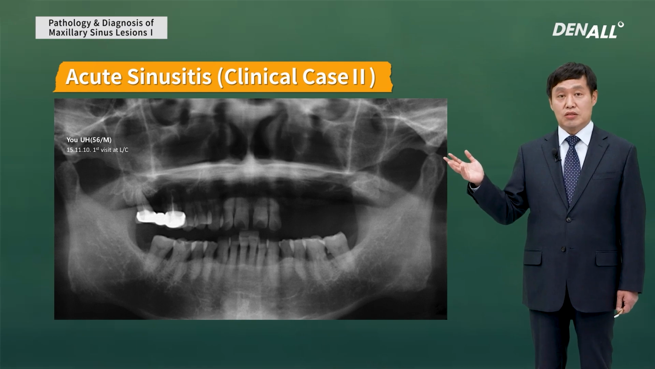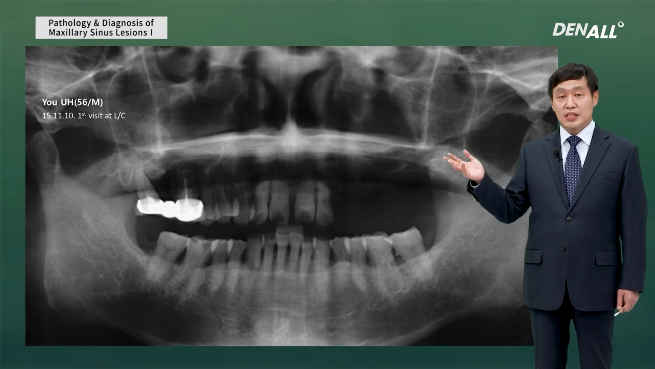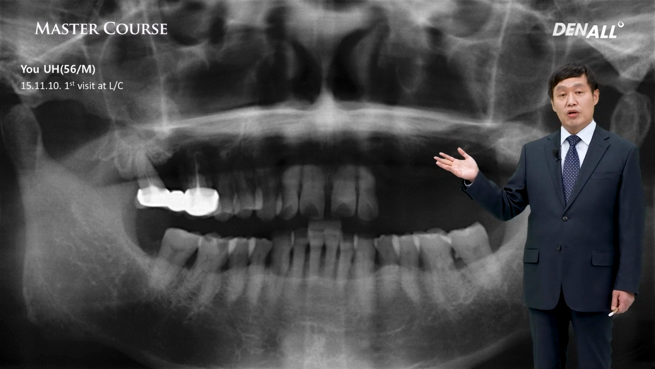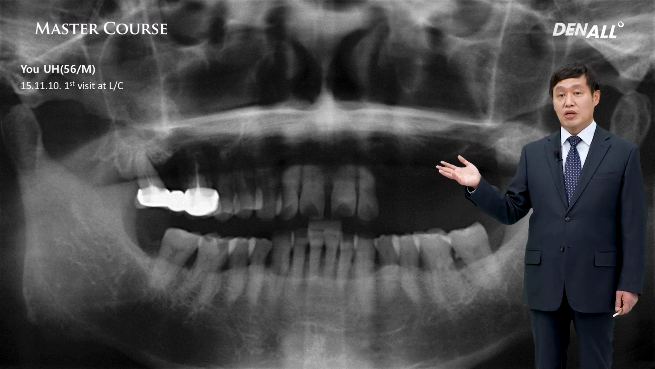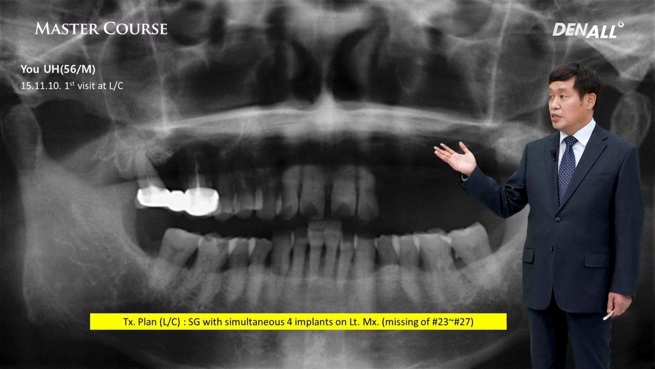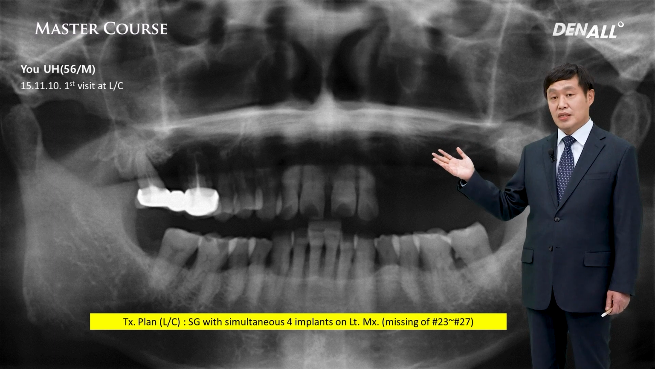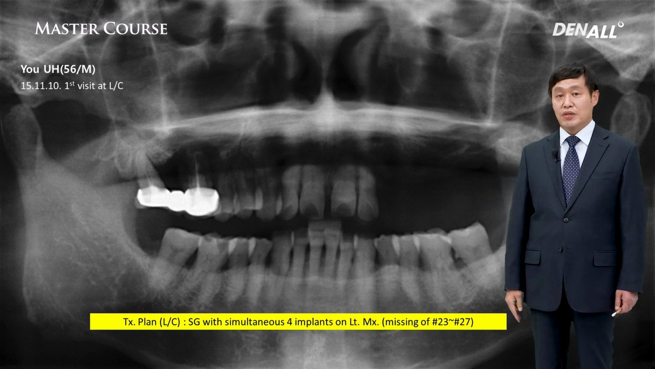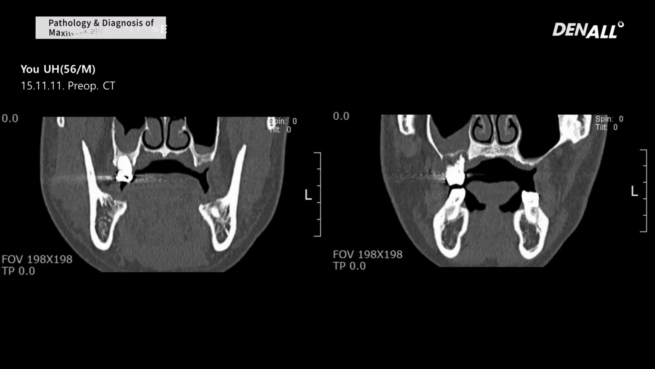This patient was also referred to me due to acute sinusitis. After I treated the patient, I tracked the patient history, and this is the x-ray at initial visit at the private dental clinic. The patient had placed 4 implants in the upper left posterior area from canine to second molar, and sinus graft was planned for this patient. At the dental clinic, CT was taken. This is not cone beam CT because this was private dental clinic. There was no cone beam CT.